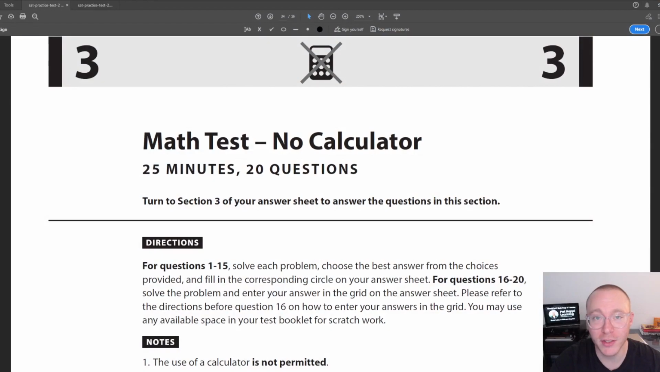This question is on the part 3 section of the test. This is the no calculator section, and I'm going to be going over all of the questions on this section and the part 4 as well. But for today, we're going to be going over number 8, so let's get started.